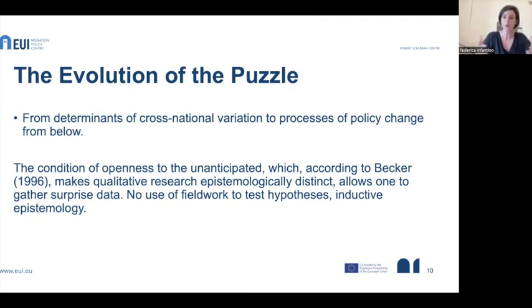But because I was open to the unanticipated and I was conducting really ethnographic research, in the sense that I was there simply to understand those social worlds, I also found something that I didn't expect, which were similarities among these very different contexts, and also the processes whereby implementation practice becomes more similar. And so basically my research also became about processes of policy change from below, something I absolutely didn't think about in the beginning when I designed my research. And this came inductively from the research on the ground.